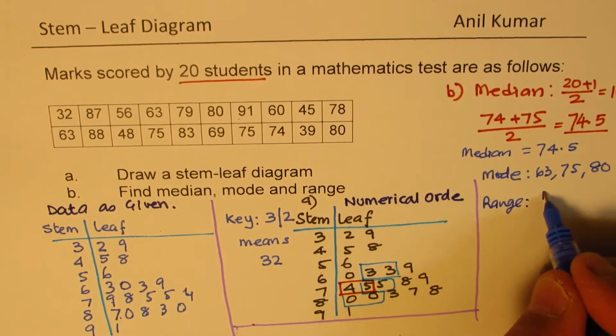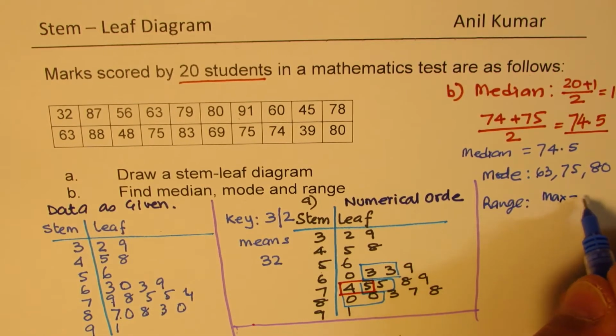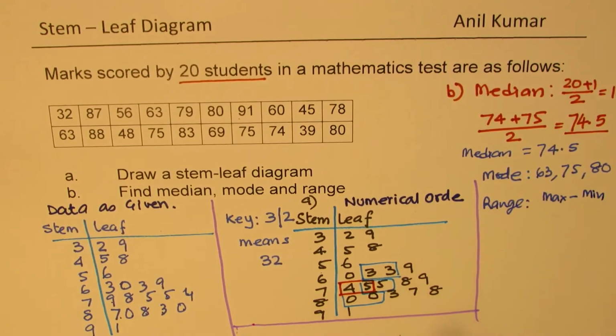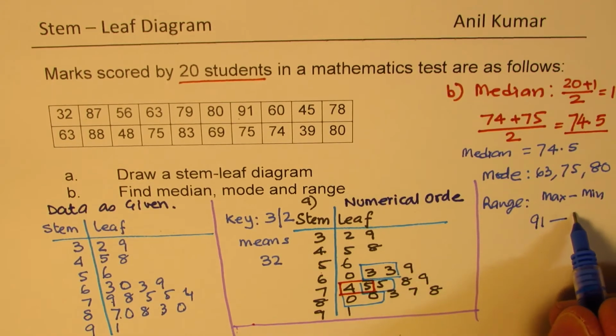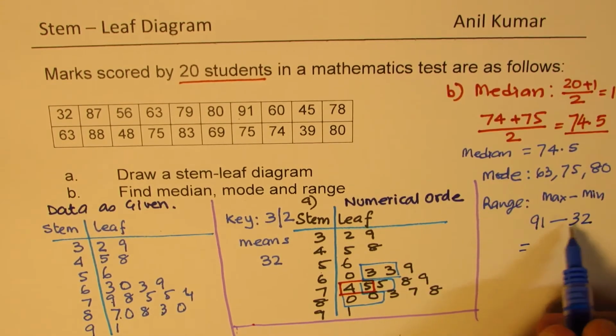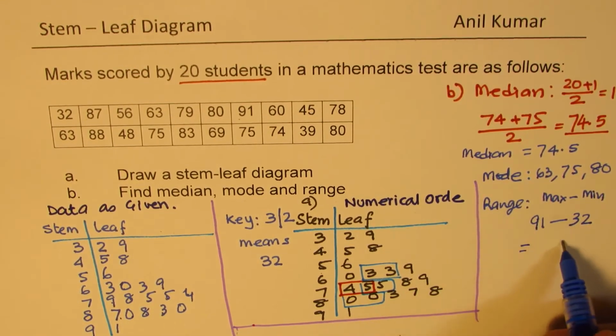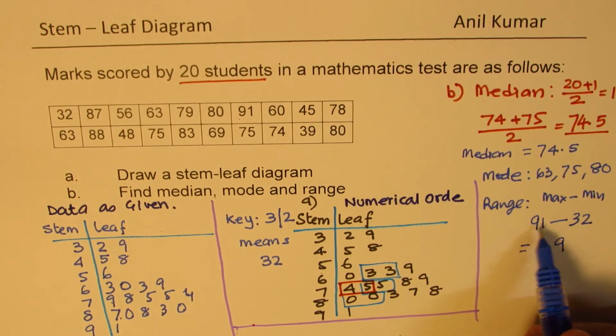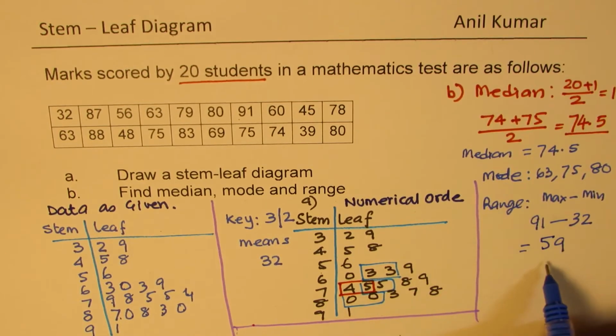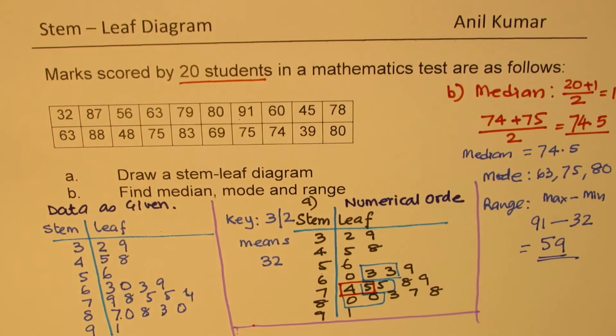Now let's find what is range. Range is the maximum value minus the minimum value. The maximum value here is 91, and the minimum is 32. So we'll do 91 minus 32. 1 minus 2 we borrow, which gives us 9. And when you borrow from here, 8 take away 3 is 5. So the range here is 59. That is how we actually solve such a question. I hope the steps are absolutely clear.